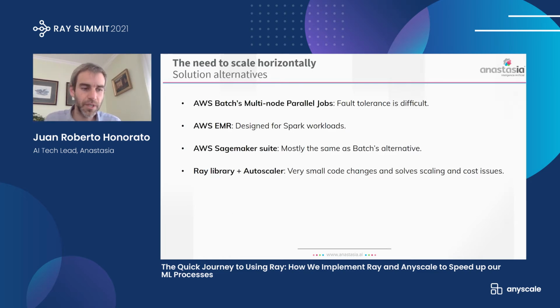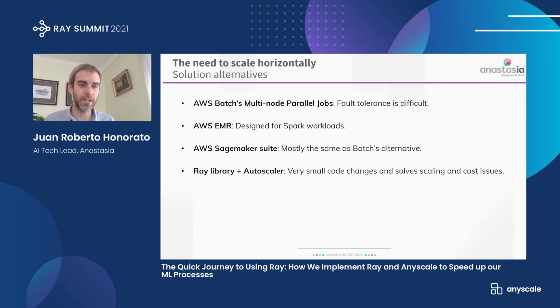So to solve those issues, we looked into a number of alternatives. One of those was this batch mode that was called the multi-node parallel jobs. And especially the fault tolerance part was difficult to implement. So we discarded that. Then the EMR service that's designed for Spark workloads, and even though it can run Python code, it's not designed to do so. So you have a very limited number of libraries available to you.